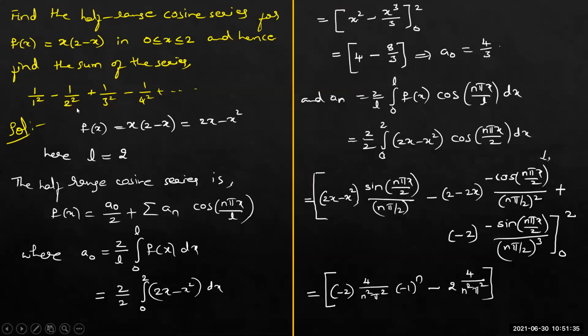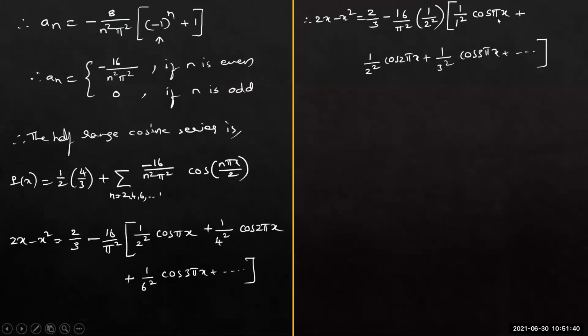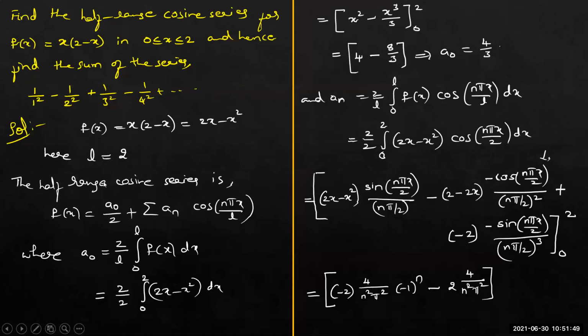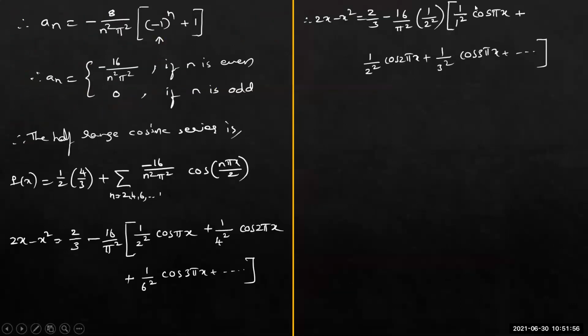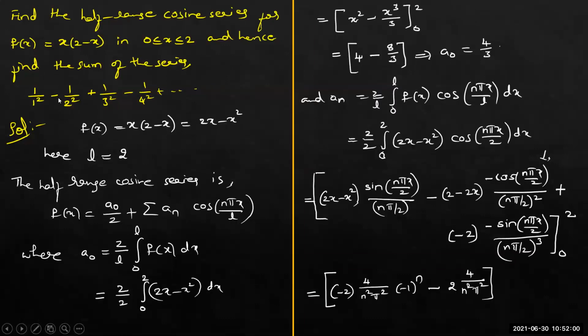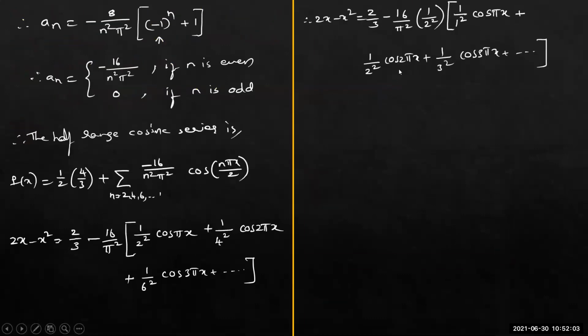But moreover, when you look at all these terms, along with this 1 by 1 square we have cos pi x, along with 1 by 2 square we have cos 2 pi x, then we have cos 3 pi x. We don't want those terms in the series finally. And if you look at the series, the coefficient of 1 by 1 square is 1, which means we want this cos pi x value to be 1. Then 1 by 2 square has coefficient minus 1, which means we want cos 2 pi x to be minus 1.